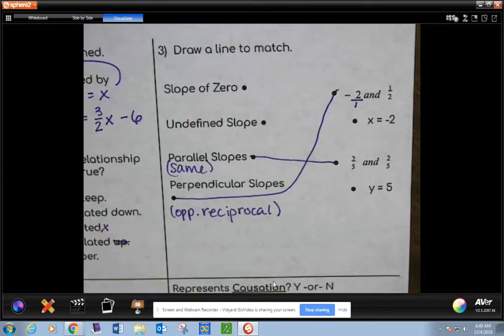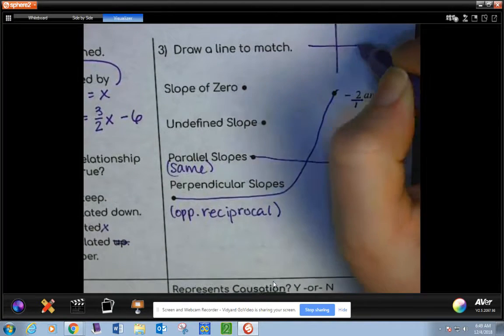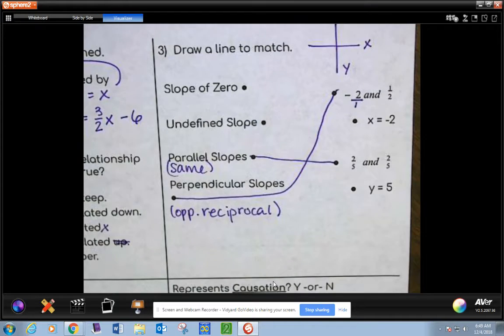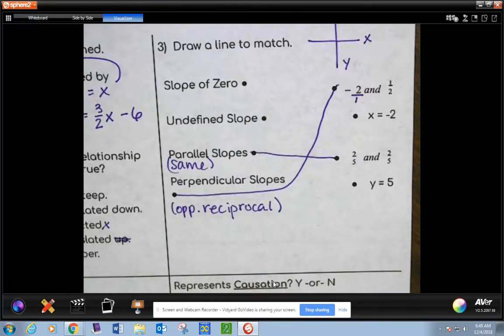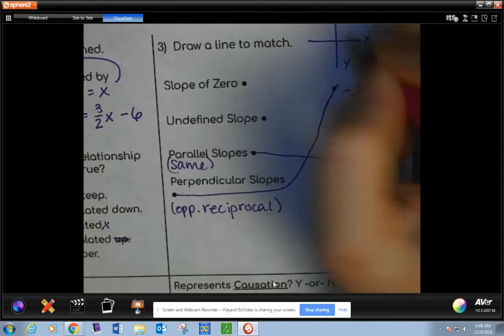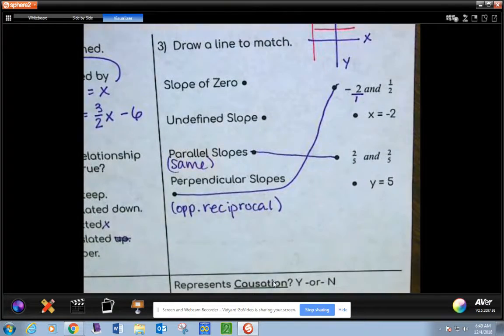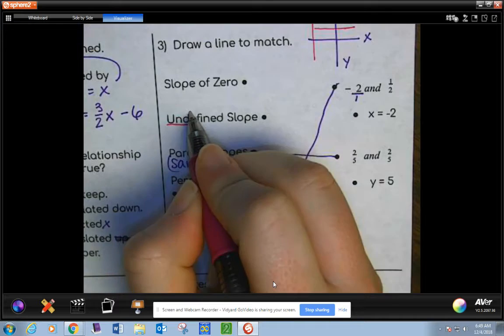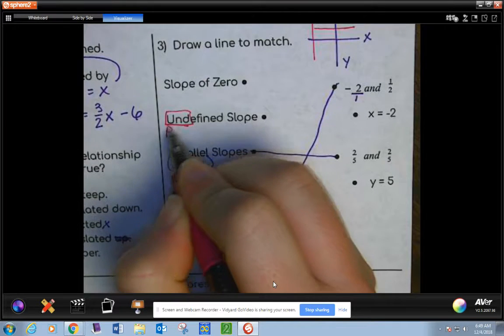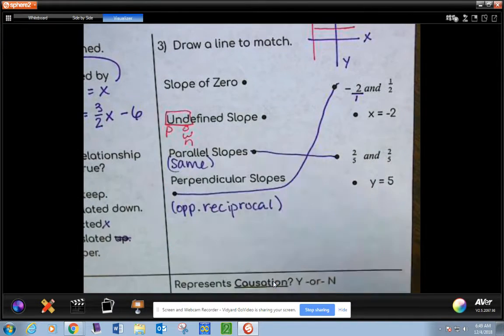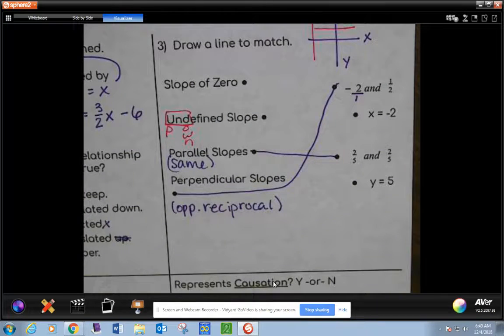Now, to know a 0 slope and an undefined slope, it may help if you just draw yourself a picture. Here's X, here's Y. Okay, and remember, one's going to go this way and one's going to go this way. Okay, undefined, you have this key thing right here, which means up and down. So the line that goes up and down would be your undefined slope.